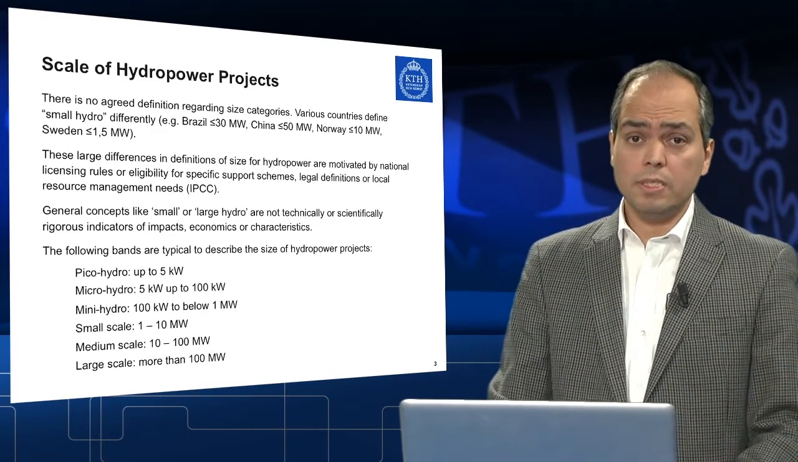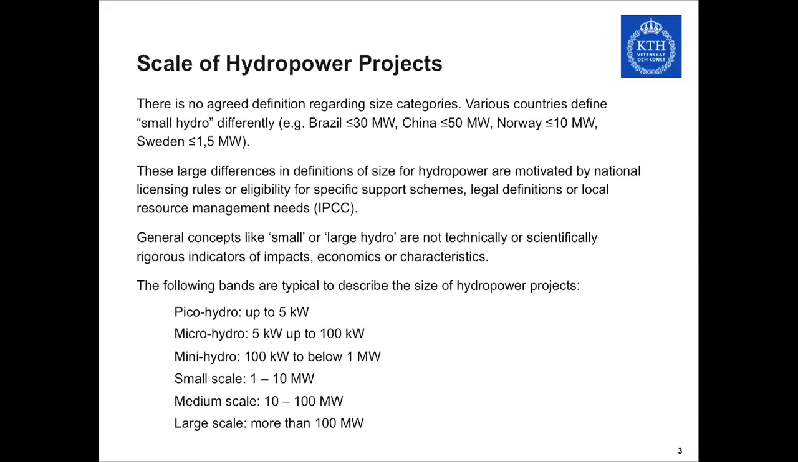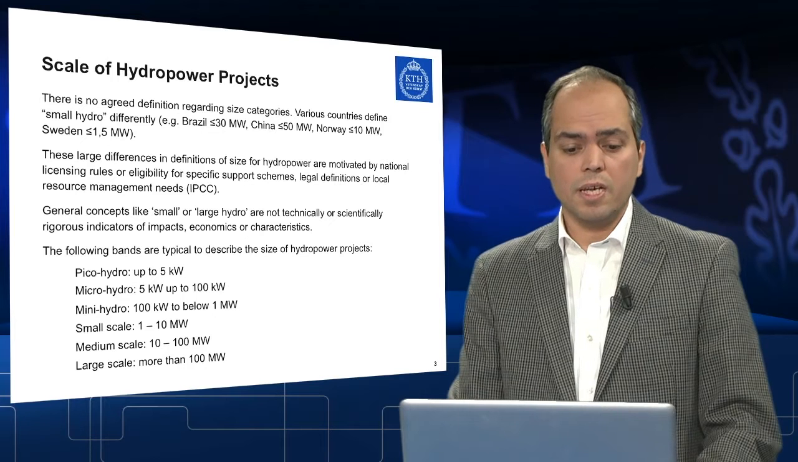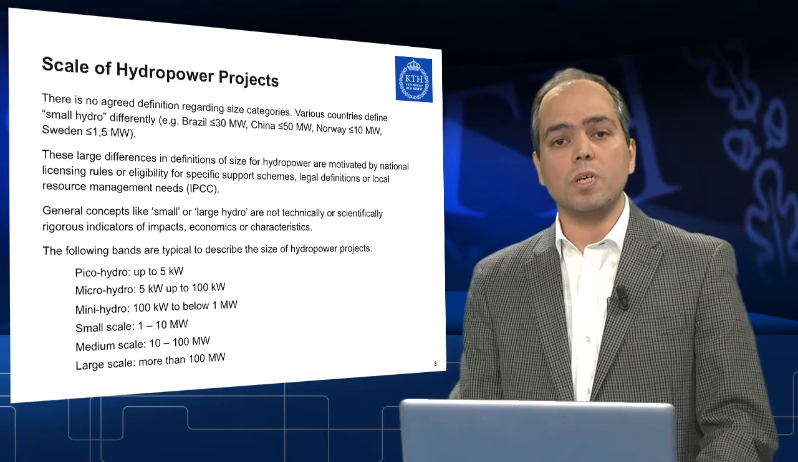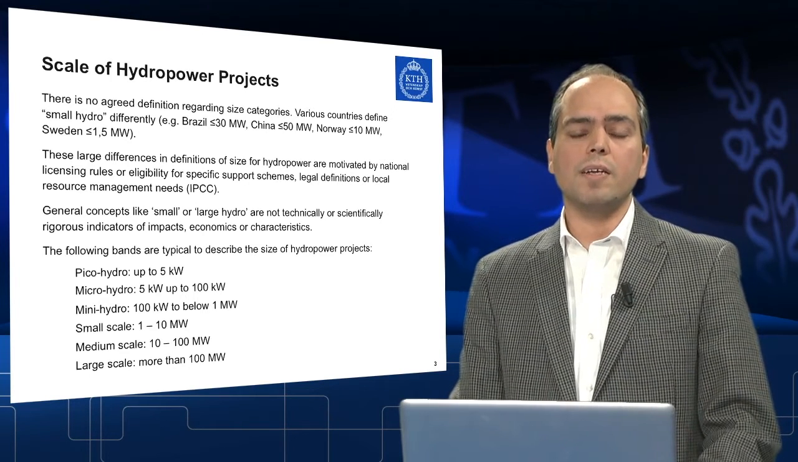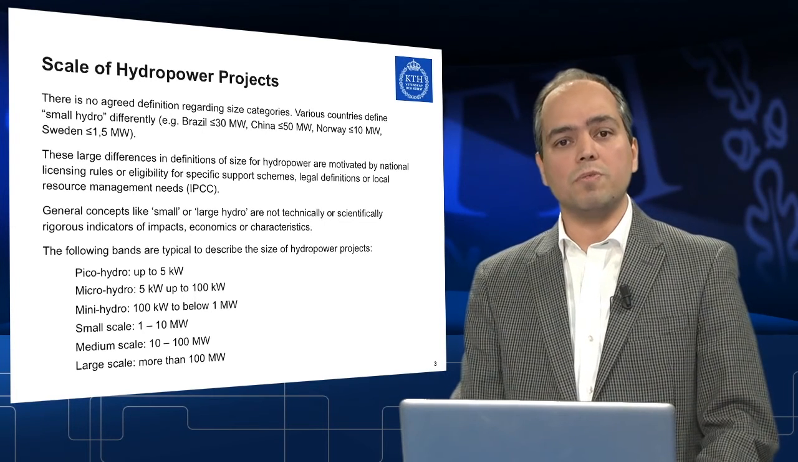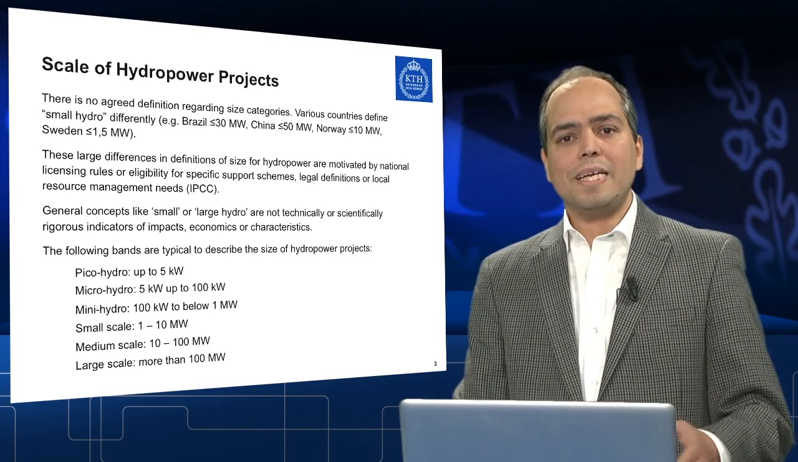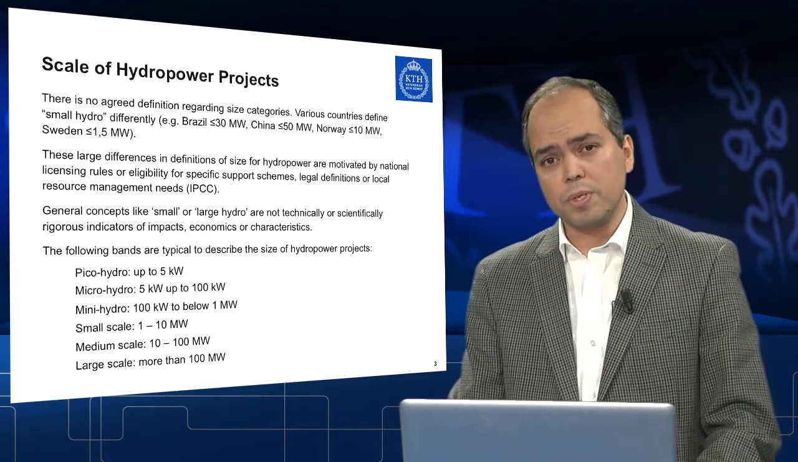But what's the definition of large-scale hydropower? In fact, there is no accurate definition regarding the size of hydropower. It really depends on the countries, and various countries define large scale and small scale differently. For example, in China, it's more than 50 megawatts, or in Sweden, if it's more than 1.5 megawatts, then it's defined as large scale. This is mainly because of the different legislations and licensing procedures in different countries, and in order to make different schemes of hydropower plants eligible under the different supporting programs.